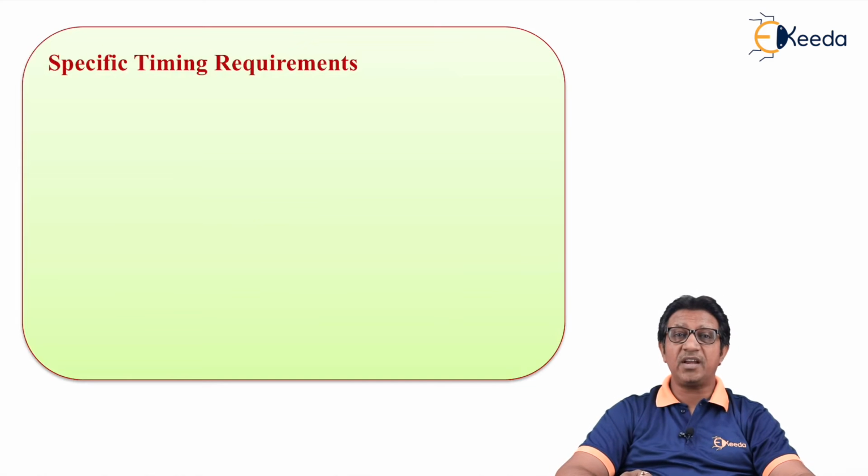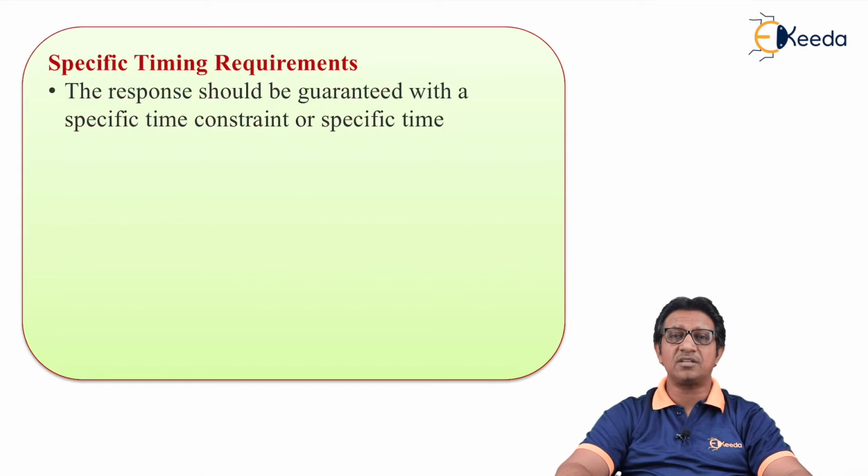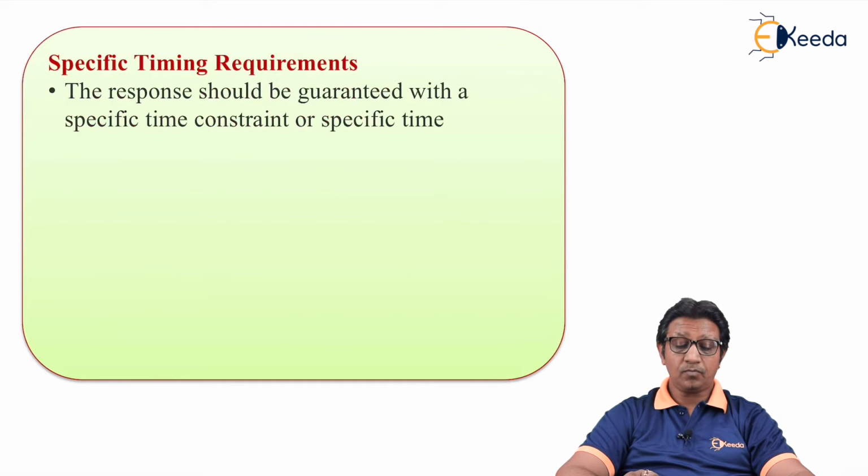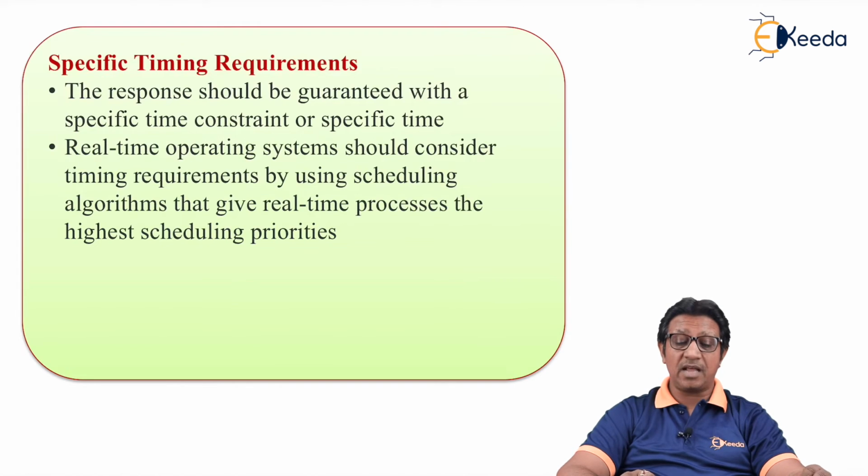The next is specific timing requirement. I've already told you the real-time system should be very strict in meeting the deadlines. That is, the response should be guaranteed within the specific time or constraint of time. A real-time operating system should meet the timing requirement by using scheduling algorithms. If many processes come together, the system should properly schedule those processes, and scheduling them will give the perfect output in the perfect predefined time frame.